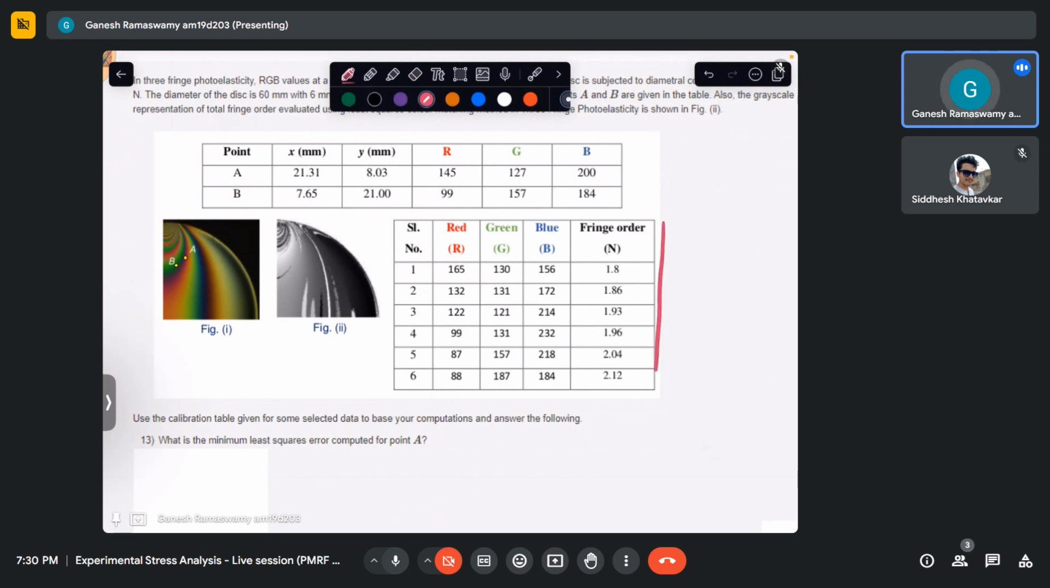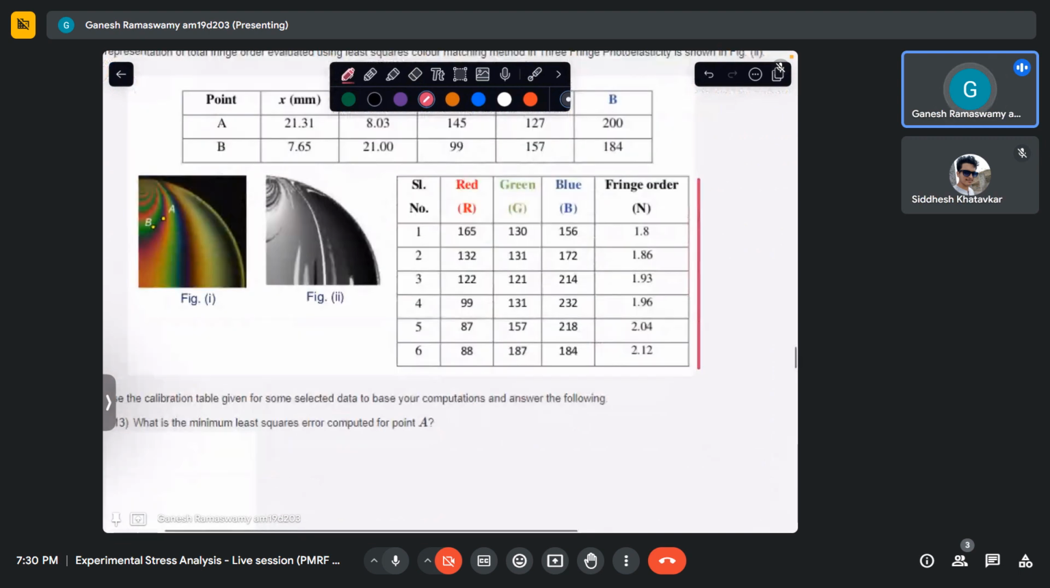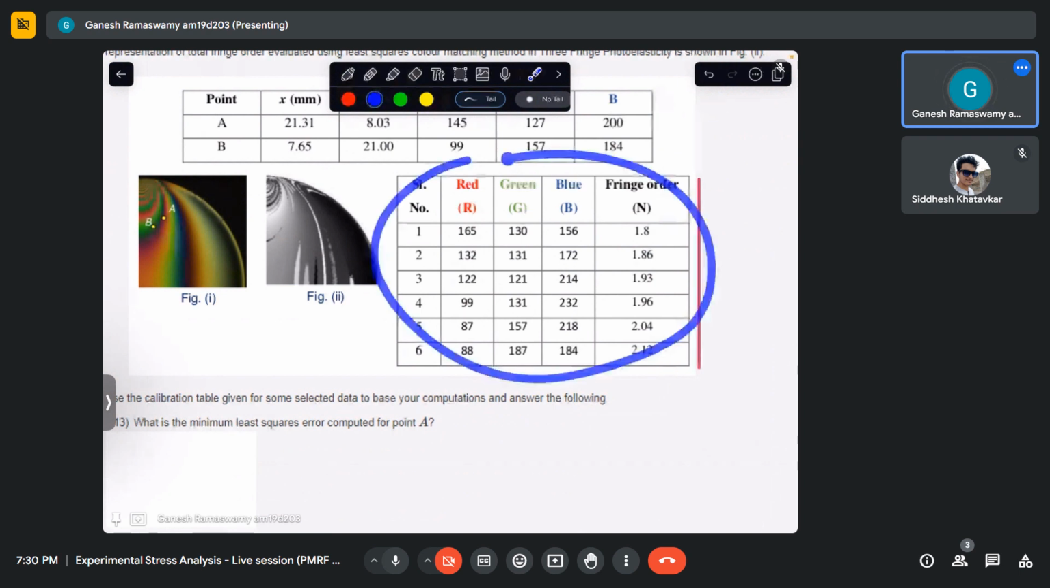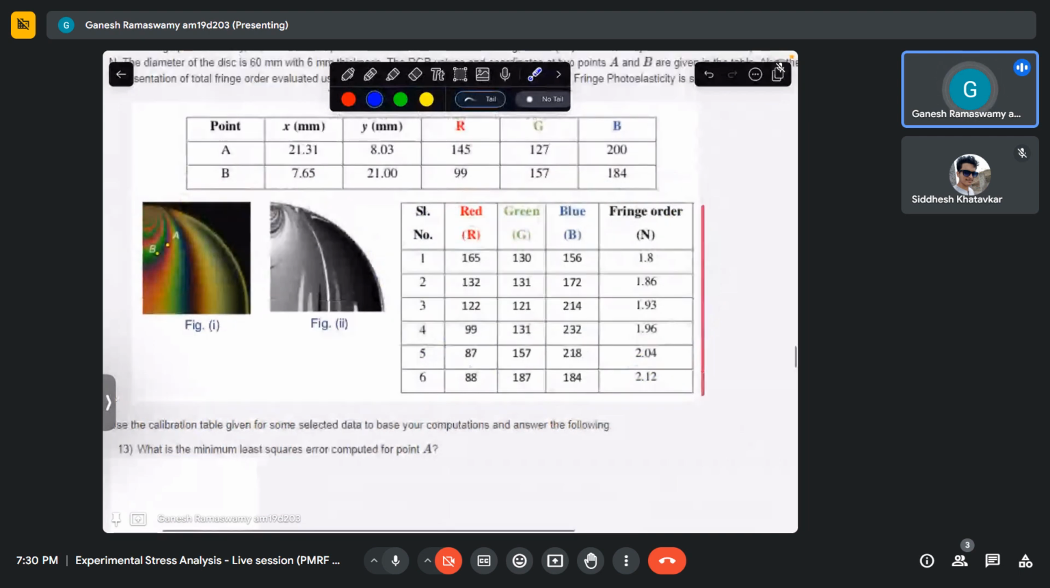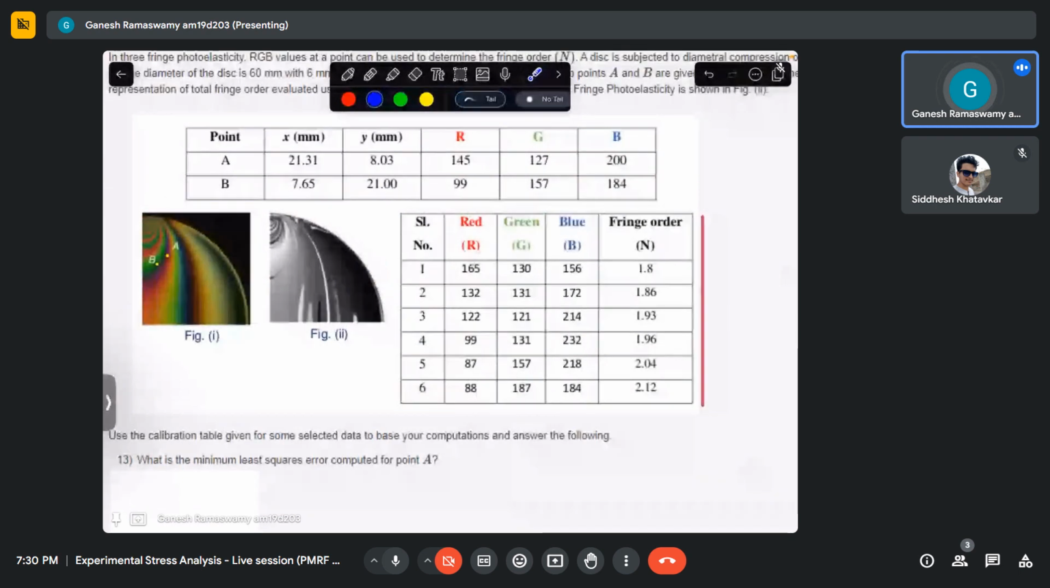From a known problem, we have already generated a calibration table. What does the calibration table tell us? That at a point, if red is 165, green is 130, and blue is 156, the fringe order there is 1.8. Similarly, we have got the entire table like this. Only an extract out of that table is given here. This has only 6 entries. In general, depending on our resolution, we might be having hundreds or thousands of entries.